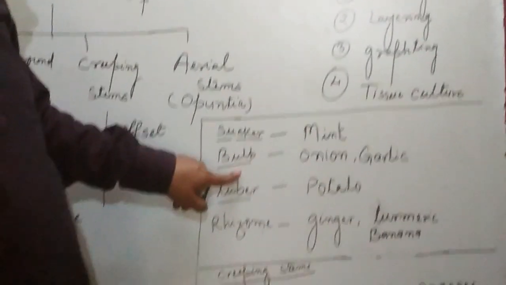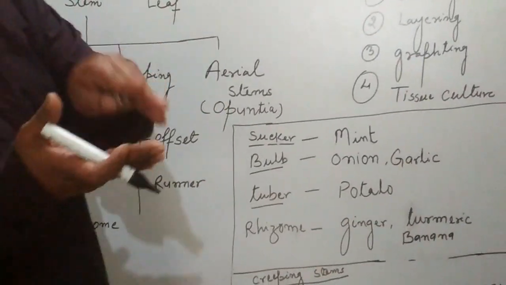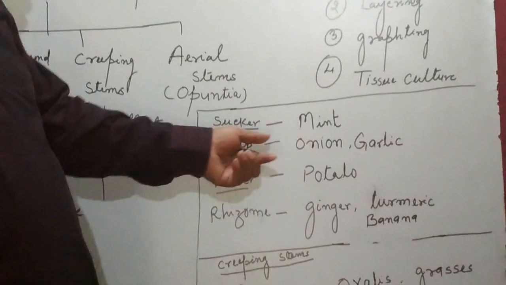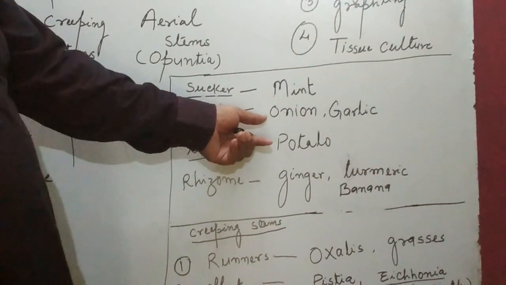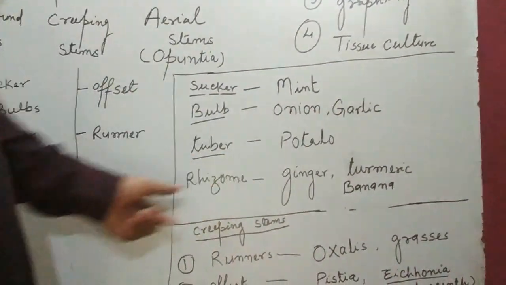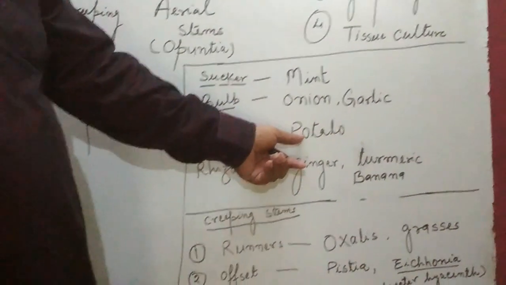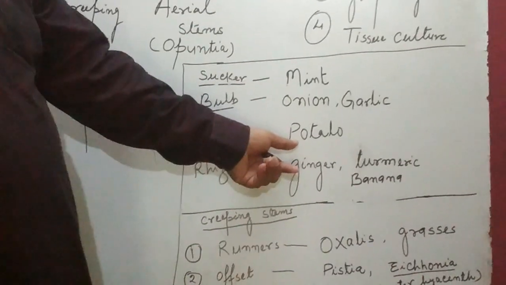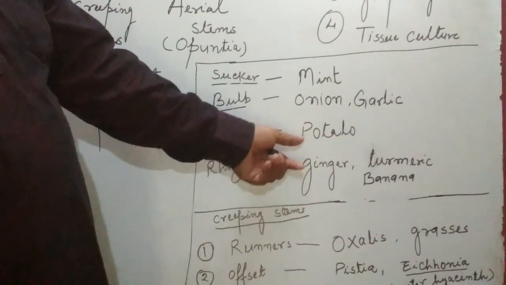Next is the bulb. In case of bulb, the stem is compressed and present at the apex of the root and germinates into a new young one, in case of onion and garlic. And tuber is a good example of the potato. Underground stems swell and store a large amount of food, and have nodes which germinate into a new plant.